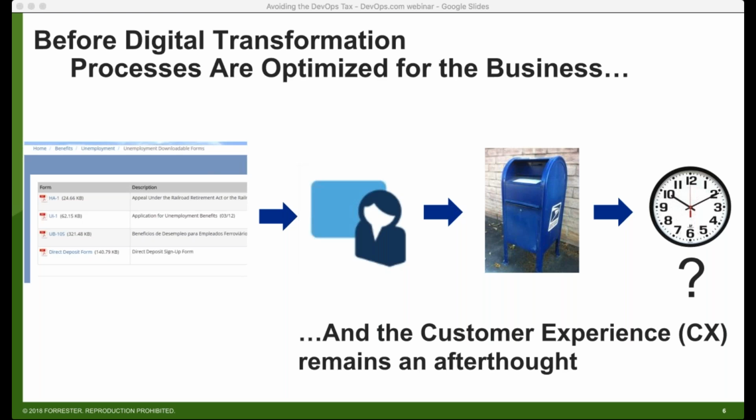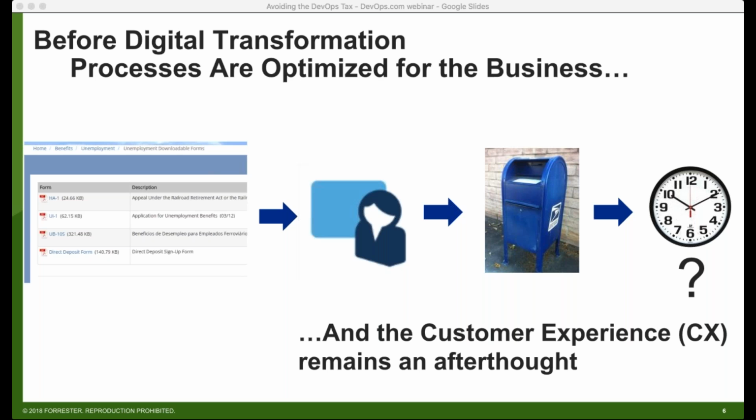So from the business perspective, this is perfectly optimized. The forms are available. What's the big deal, right? The person doesn't have to go to the post office anymore. They can just go to the website and download a form. The problem is that the customer experience really hasn't changed. Hasn't changed at all. It's an afterthought.